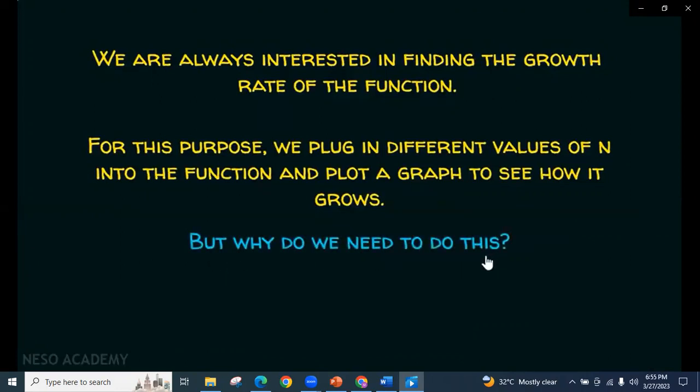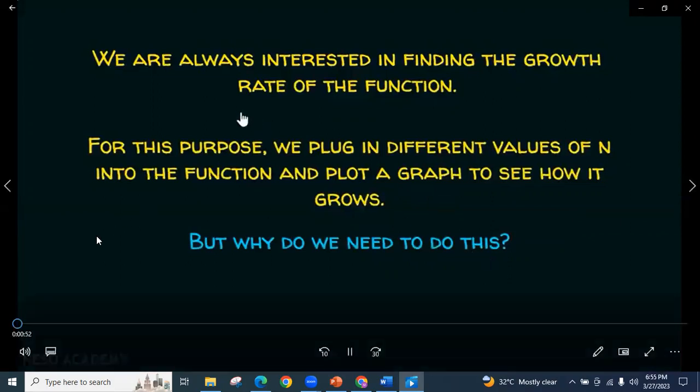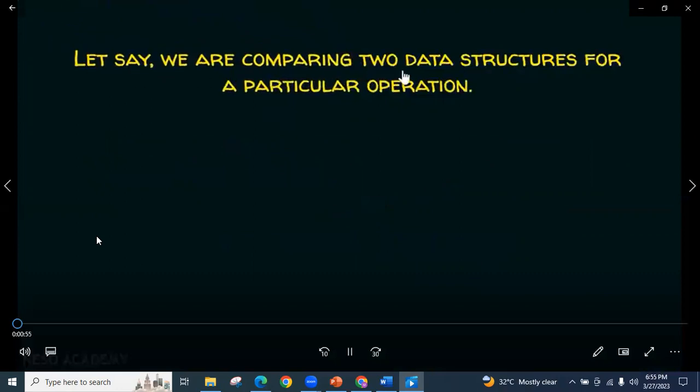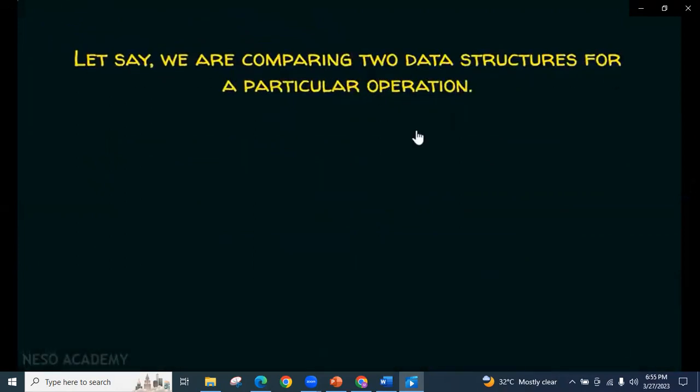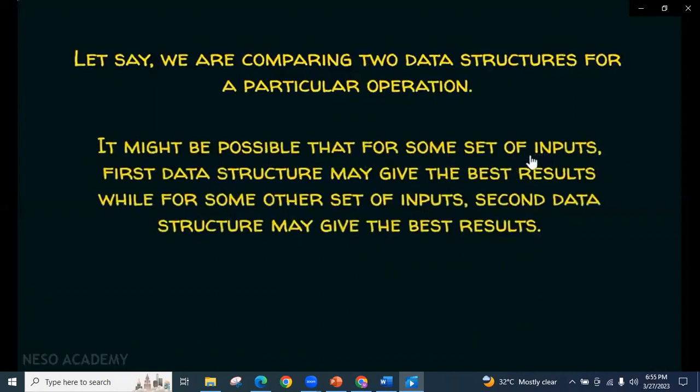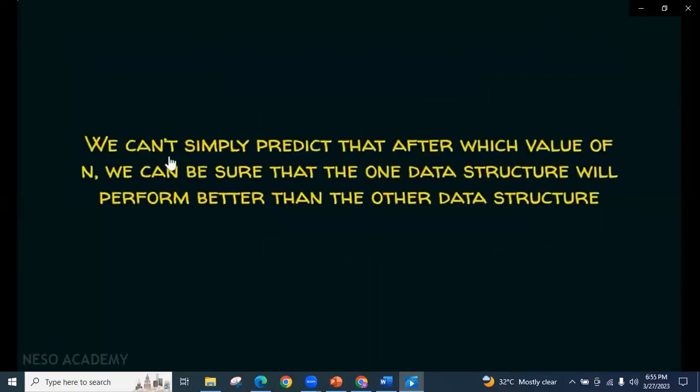Why do we need to find the growth rate of the function? Why is it so important? Let's see why it is so important. Let's say we are comparing two data structures for a particular operation, okay? It might be possible that for some set of inputs, the first data structure may give the best results, while for some other set of inputs, the second data structure may give the best results. This can be the possibility. We can't simply predict after which value of n we can be sure that one data structure will perform better than the other data structure.